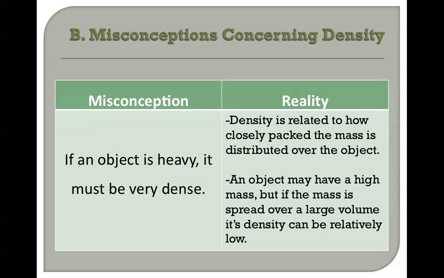So just a couple of misconceptions for students to be aware of. You don't need to write every single word down into your notes. You can just summarize it for yourself. But a common misconception is just the assumption that if an object is heavy, it's very dense. Or if an object is light, then it's not going to be dense, which is not true. And I'll give you some examples that you can see in class. But density is more related to how closely packed the mass is distributed over an object.